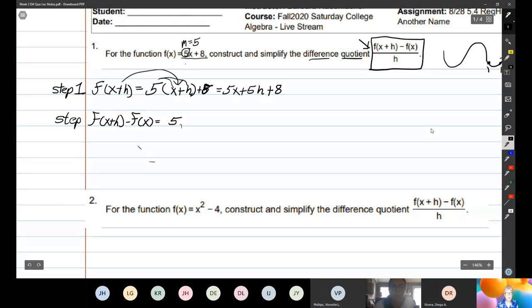So 5x plus 5h plus 8. Now that's f of x plus h. Now I'm going to subtract f of x, which is 5x plus 8.